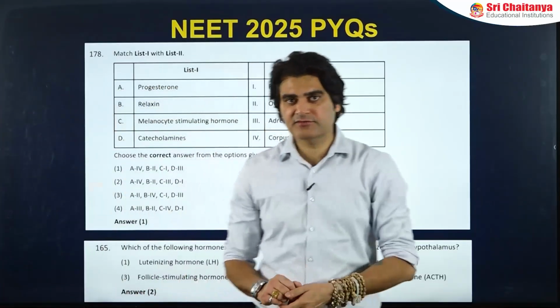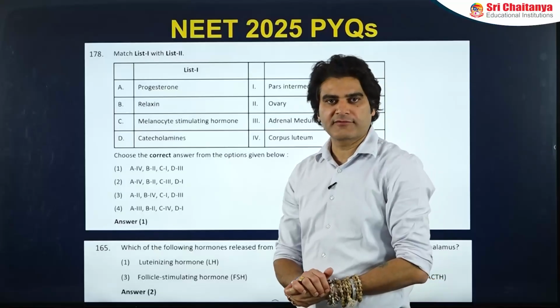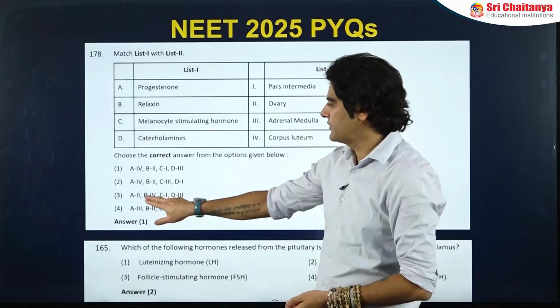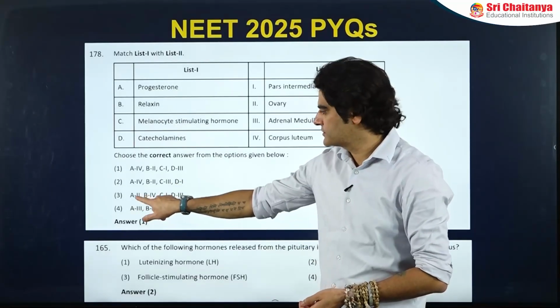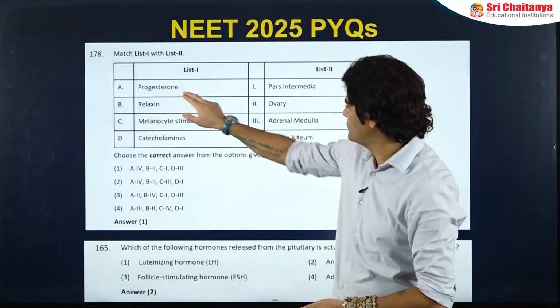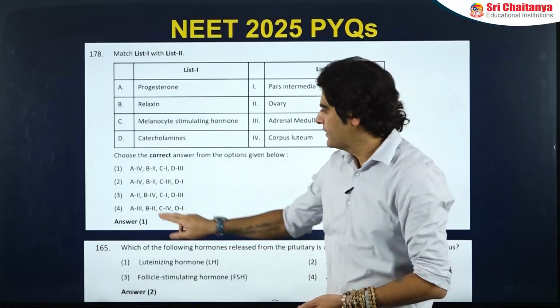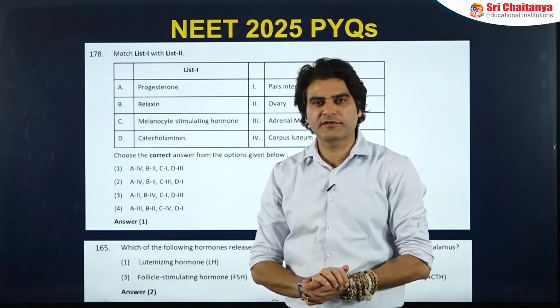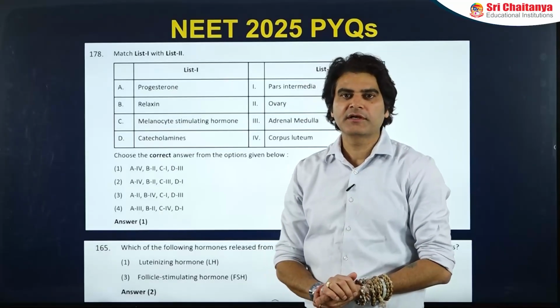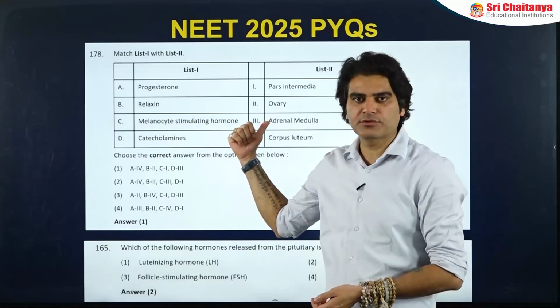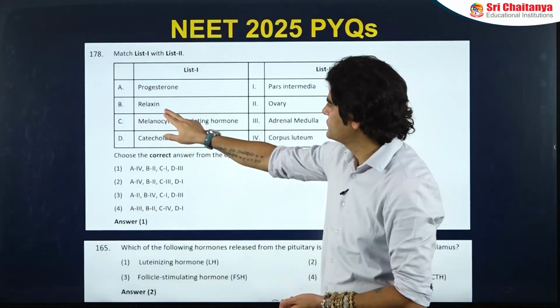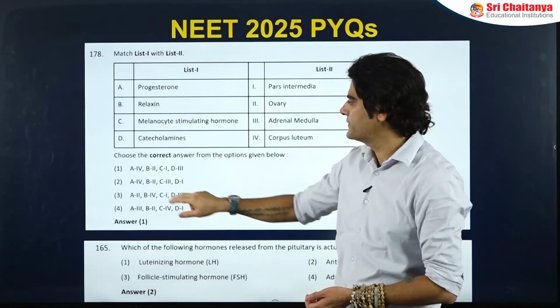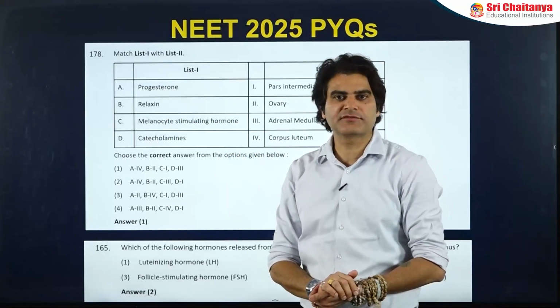Now in this case, there is one more controversy that we have to keep in mind. The answer could have easily been the third option also, because the third option says that A, progesterone, is produced from ovaries, while B, that is relaxin, is produced from corpus luteum. However, NCERT clearly mentions that the source of relaxin is ovaries. So on that basis, that is why the answer has been chosen as first option here.